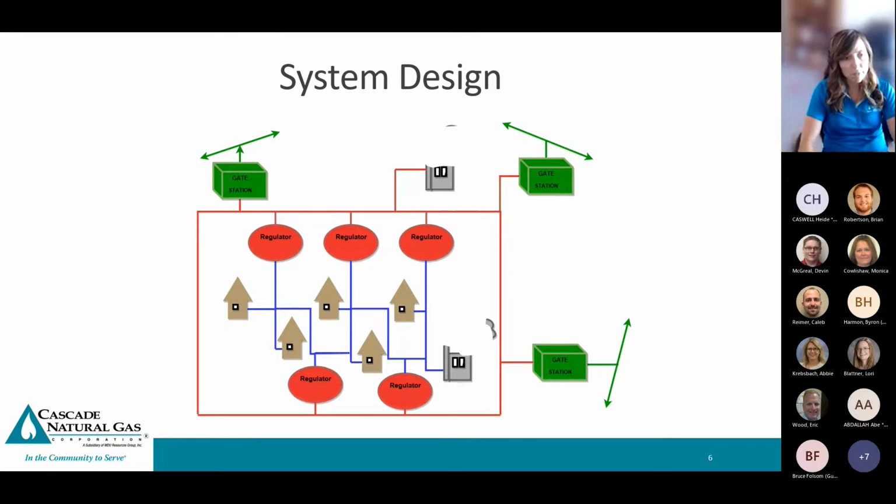So the high pressure in this map is green. And then blue is our distribution system. This system typically operates below 60 pounds, and it's typically what we serve most of our residential and commercial customers off of. So that's just kind of a summary. As we start talking about system deficits and enhancements, just understanding some of that language, I think, will help us out in the presentation.